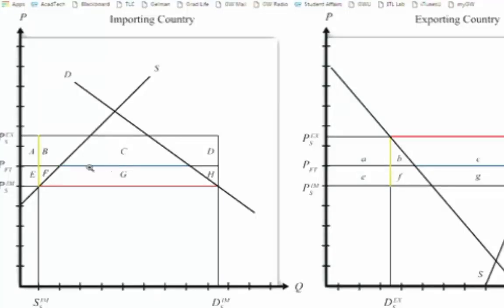That should be exactly equal to the distance between Mexican demand here at this point minus Mexican supply here at this point, also at the same price level, price PFT. And so U.S. exports will be equal to Mexican imports at the price PFT. That will be the starting point for the analysis.